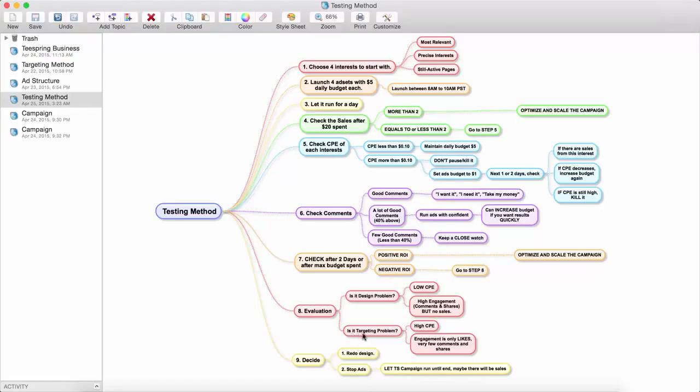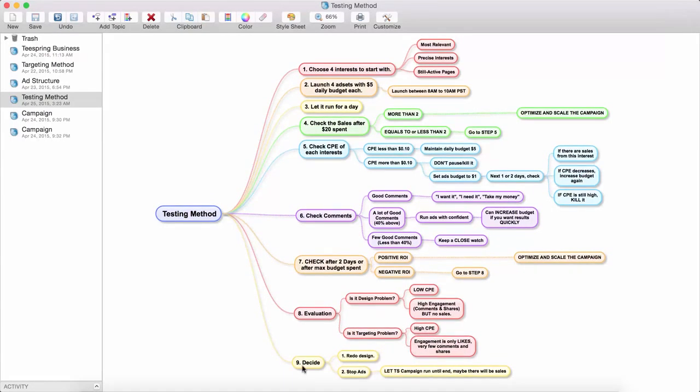And you can tell that it is the targeting that is the problem if your ad has high CPE or the engagement is only likes and very few comments and shares. So maybe you want to choose another interest to target if you still have budget. The last step is you need to decide whether you want to redo the design and test it again, or you want to stop this ad but you still let the Teespring campaign run until the end, because maybe there will be sales before the campaign ends.